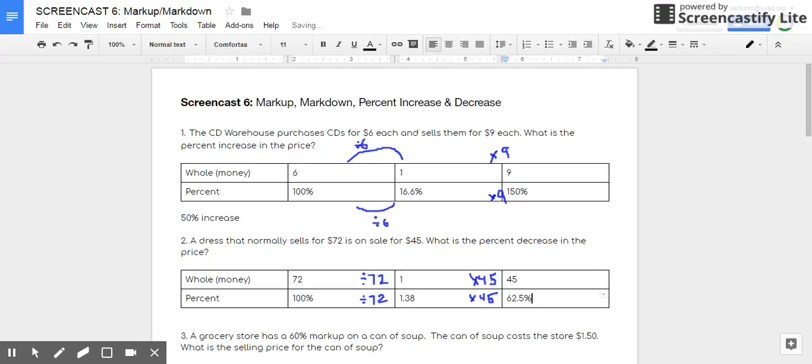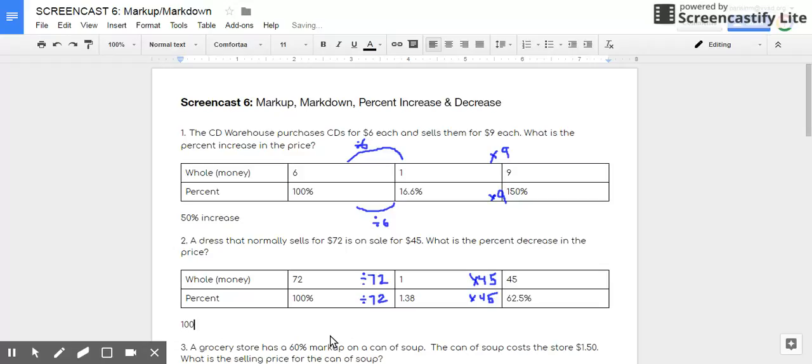62.5%. Now looking back at the problem, it says what is the percent decrease in the price? So I'm looking at the percentage from the original amount to now the sale amount. So if I'm going from 100% to 62.5%, I'm going to subtract those two numbers to find my percent decrease. So 100% minus 62.5% gives me a 37.5% decrease.